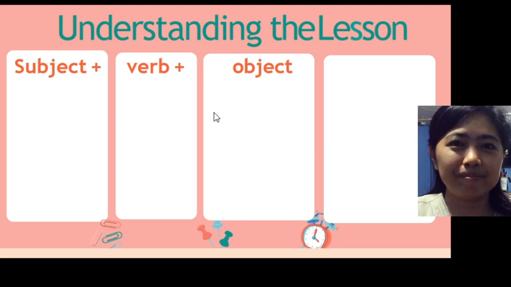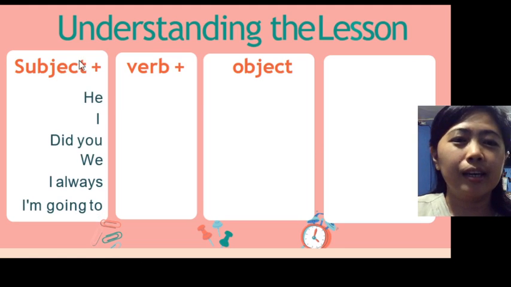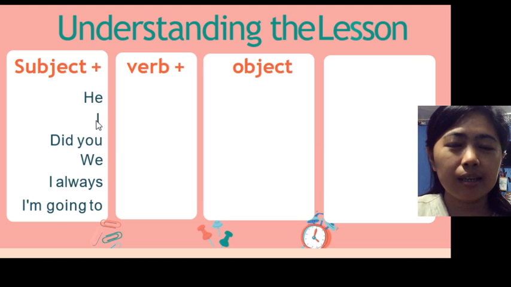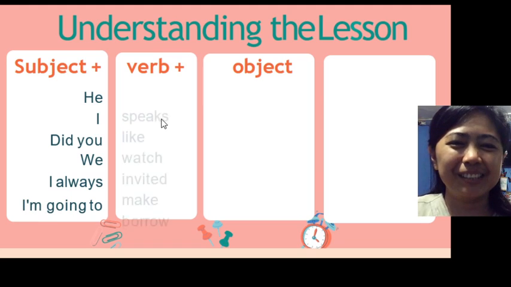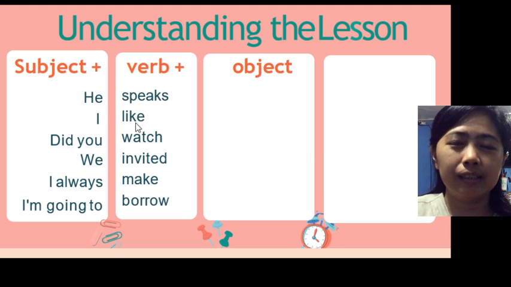So let's try some example sentences. How are we going to do that? From this group here, we have subjects: he, I, you, we. I here is also the subject. Yes, here something is missing. It's for the verb too. Yes, here we do have: speaks, like, watch, invited, make, borrow. These are all verbs. These are the main verbs.